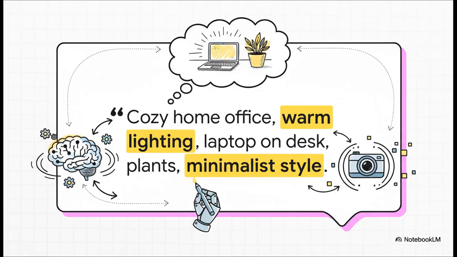So let's see what that looks like in practice. We don't just say office. No. We build the scene. We start with a subject, a cozy home office. Then we add details to create a mood, like warm lighting and plants. Then we define the whole vibe with minimalist style and soft neutral colors. See how every layer of detail guides the AI? It turns a fuzzy idea into a really specific, high-quality image.